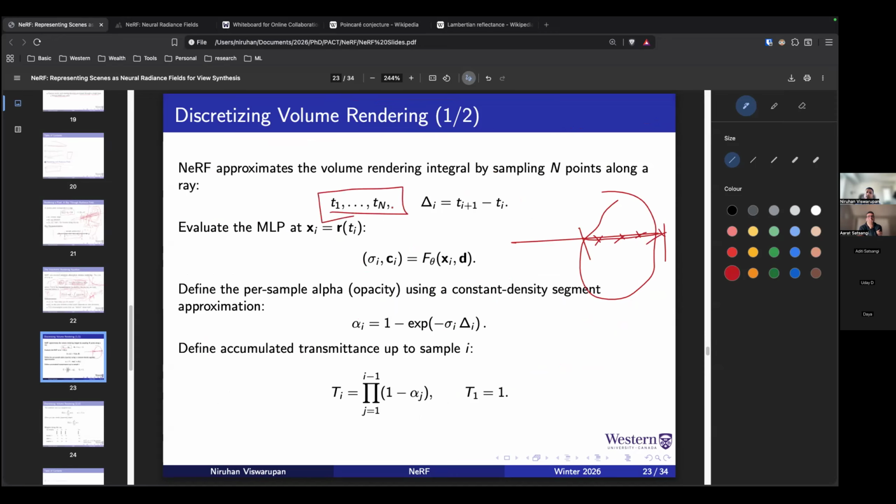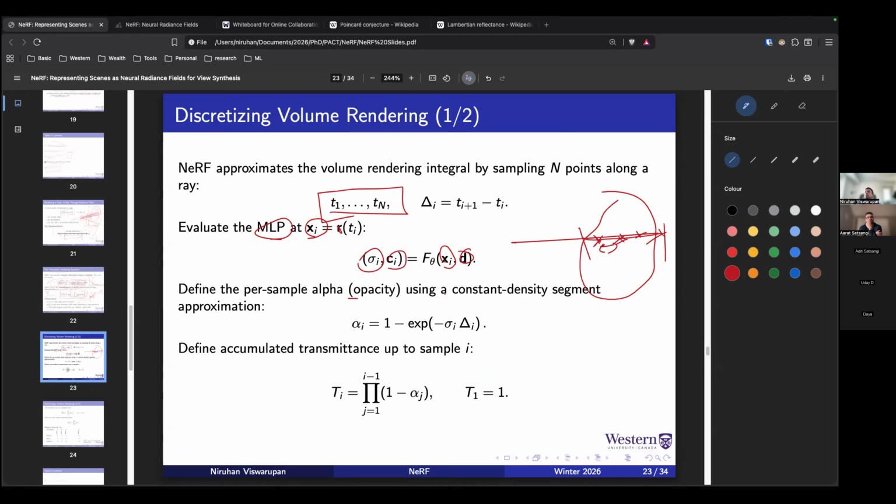So instead of having a continuous integration, you just discretize it. You pick a set of t parameters, t1 to tn, and the delta will be the difference between them. Then you evaluate the MLP, the trained NeRF model, at each point that you have picked along this line. Each discrete point, you get the information. So for each ith location, you query the model using x and d, and then you get Ci and sigma i.